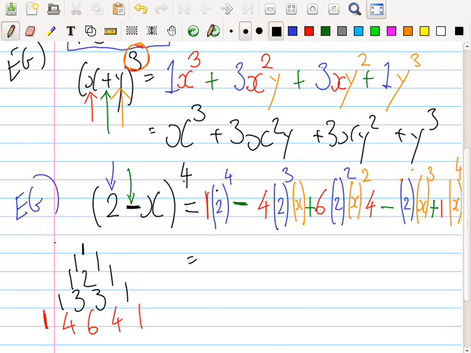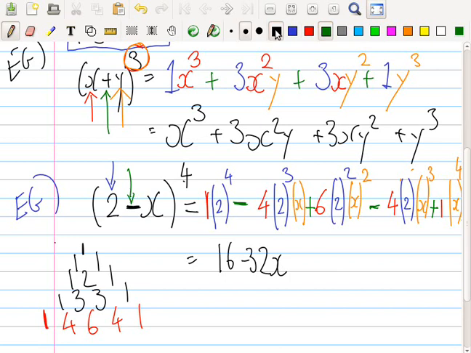2 power 4, 2, 4, 8, 16. 2 cubed, 8. 8 times 4, 32. 2 squared? 4. 24. Wait, what's this 4 here? Oh, that's 4, sorry. I wrote that the wrong way. 4 is there, and the minus in front of it.